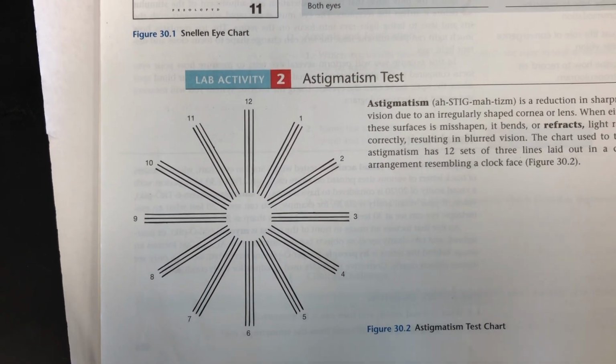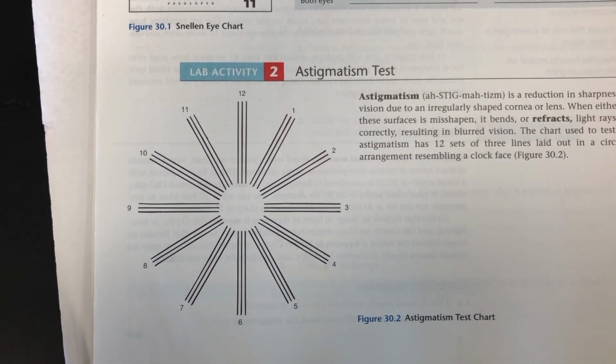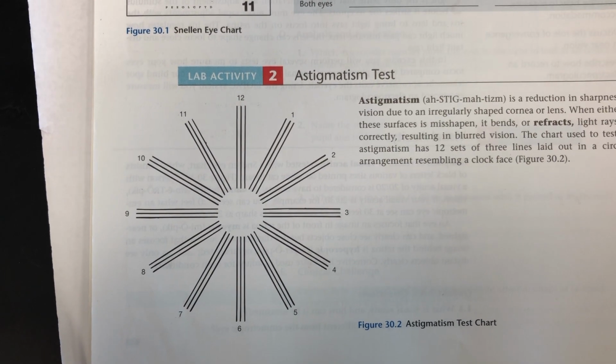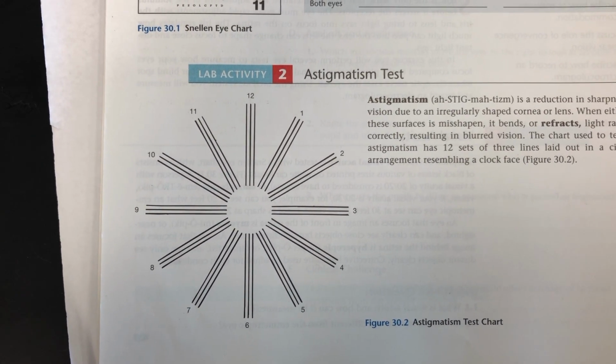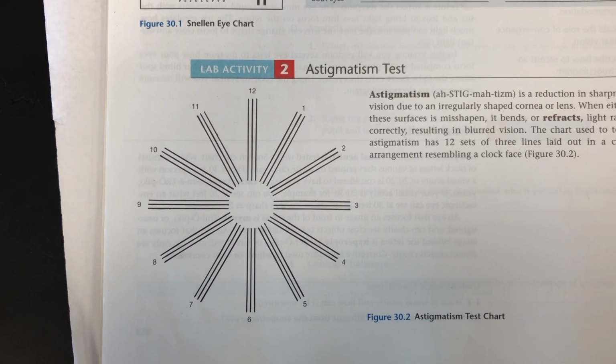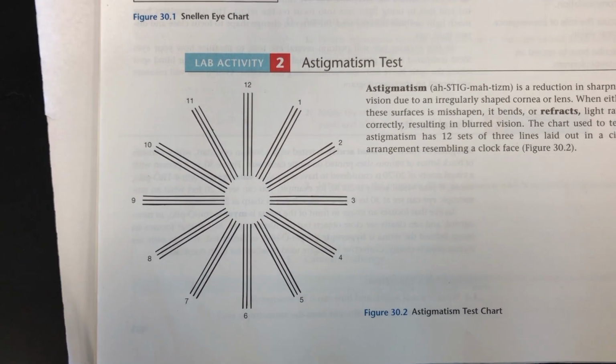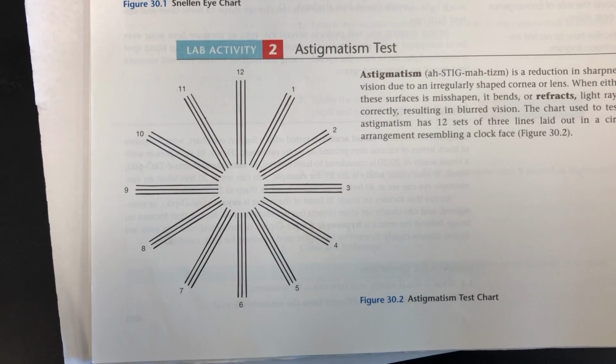And once again, the test is simply to look at that center circle that's defined by the edges of those radial spokes there at the center. And if any one of those spokes, if any of the 3 lines in those spokes appears wavy, then you have an imperfection in that part of your vision.